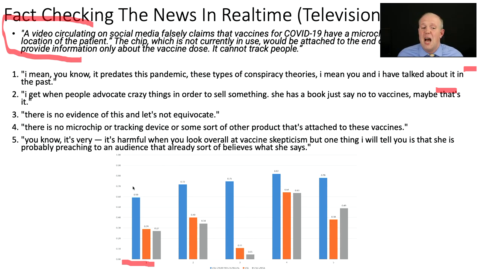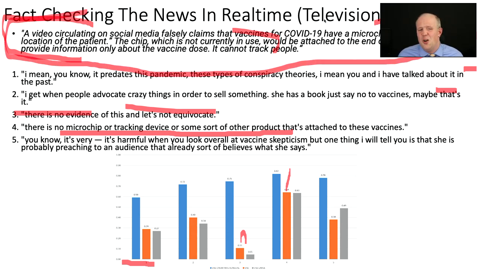For each of these sentences, it says how similar it is to this paragraph up here. We see the most similar is this one: there is no microchip or tracking device attached to these vaccines. We can see that's the most similar to ours. And the least similar is this one: there is no evidence of this. This sentence is similar in that it's about a falsehood, but it's not about COVID vaccines and so on. So again, remember, we started with a paragraph here.